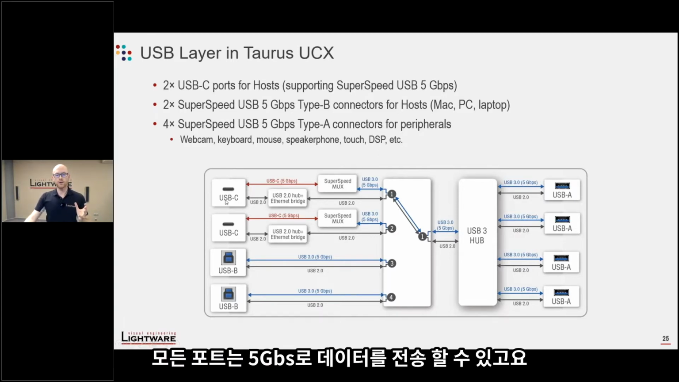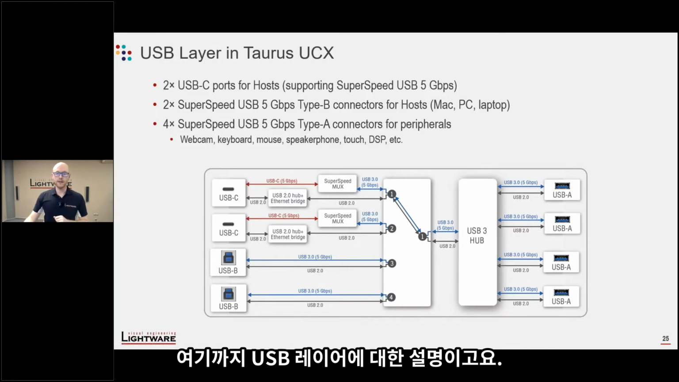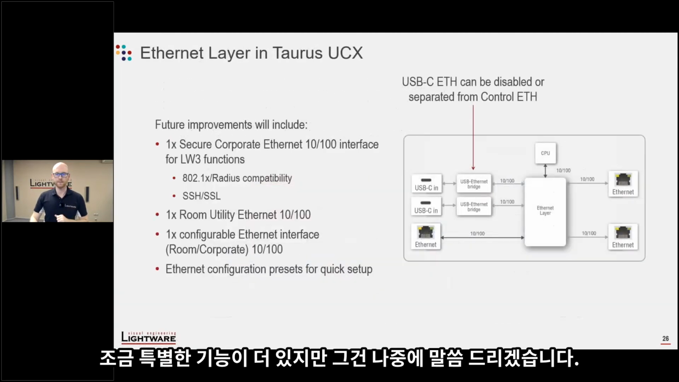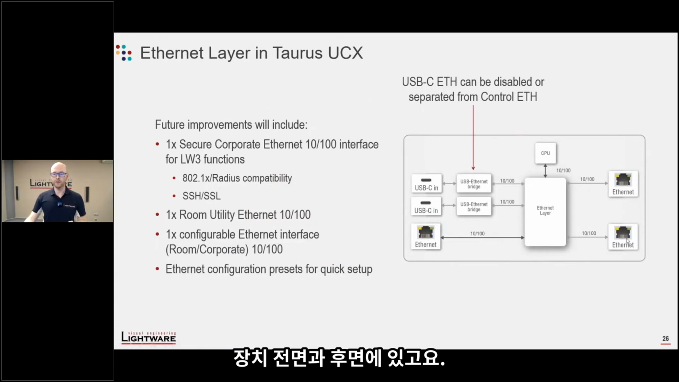All ports can do 5 gigabits per second data rate, so they're SuperSpeed Gen 1 ports, also on the input side and also on the output side. So that's the USB layer, but of course, here we have something special, but I will talk about that in more detail later. The Ethernet layer: we have 3 dedicated RJ45 connectors available on the front and the back.